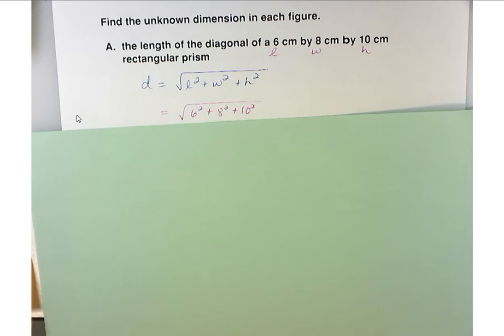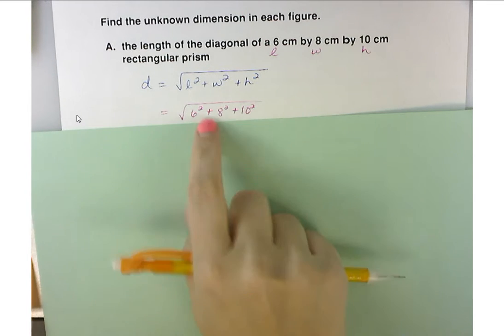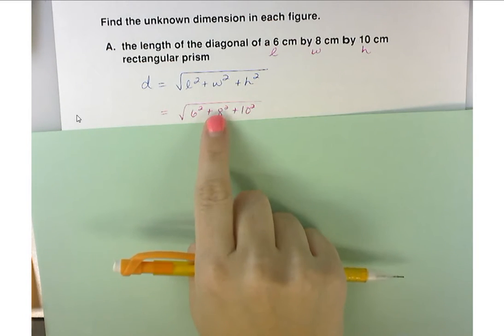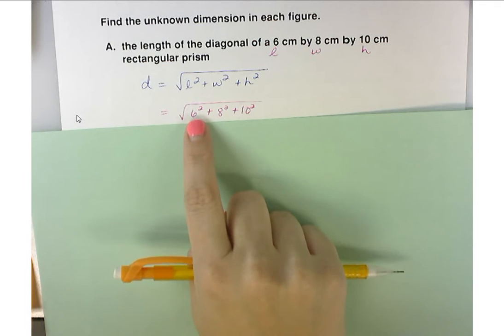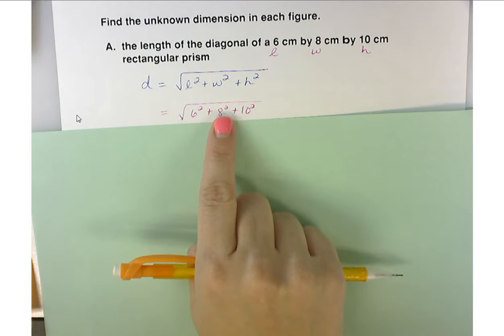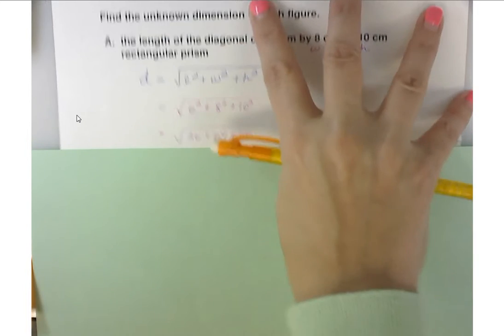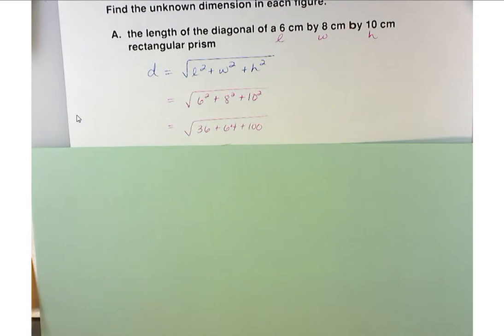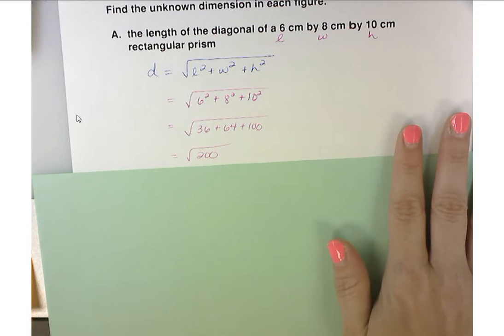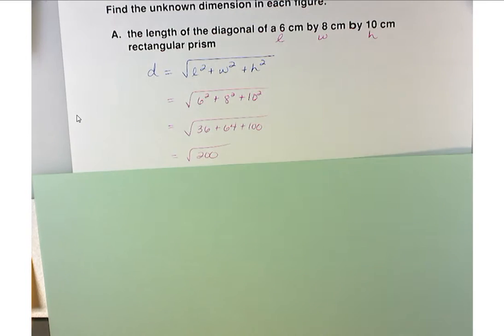And I'm going to substitute. Now, a lot of this we can actually do in our head, because what's 6 squared? 36. 8 squared? 64. 10 squared? 100. So what happens when you add 36 and 64? It's 100, right? Okay, so we have the square root of 200.